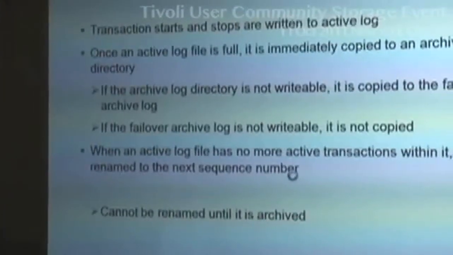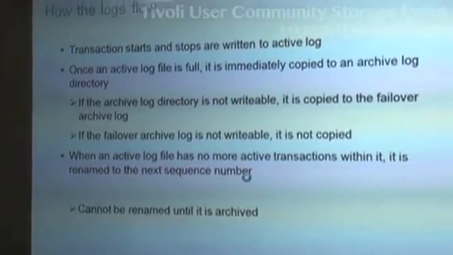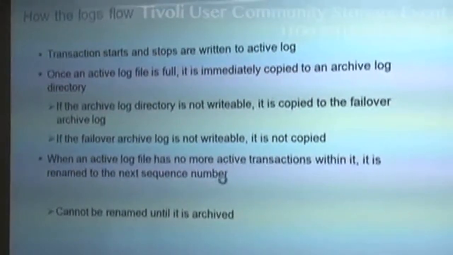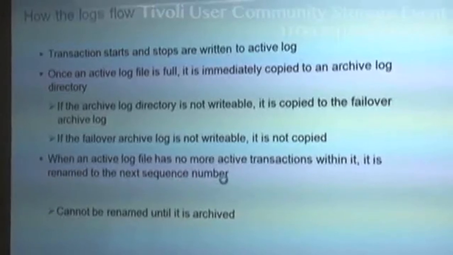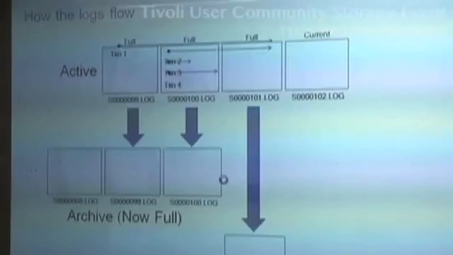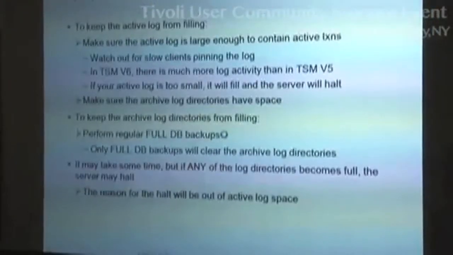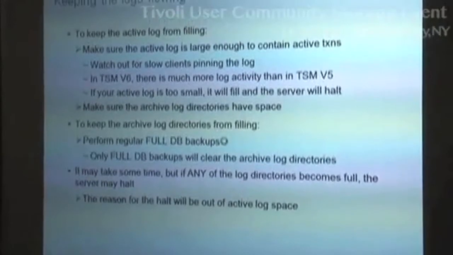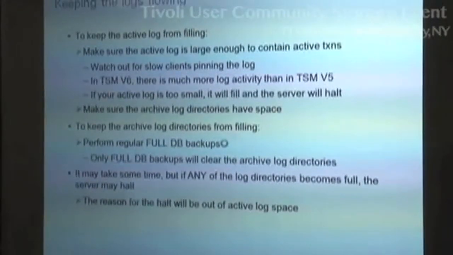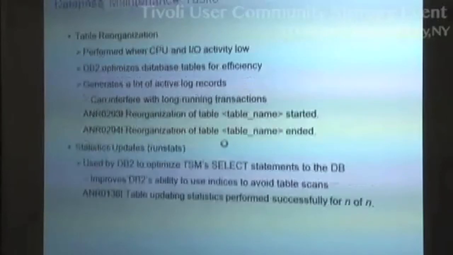So we talked about the log and how it flows. It's copied over to the archive, and then it's renamed based on the sequence number. This kind of gives you a visual of what's going on under the covers. The key here is just to keep the logs flowing, which means keeping that database backup occurring to ensure that you're pruning the archive log and not filling up and running into an out-of-space condition.